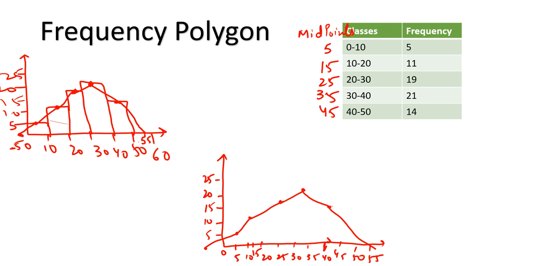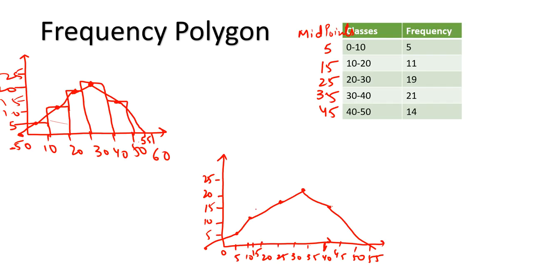Right? Now let's talk about a third curve, that is the smoothed frequency curve. The only difference between our smoothed frequency curve and our frequency polygon was that in the polygon, as we have seen, we have made straight lines. But for a smoothed frequency curve, we would make a curve like this. Like this is a curve. Here we have simply made a straight line.